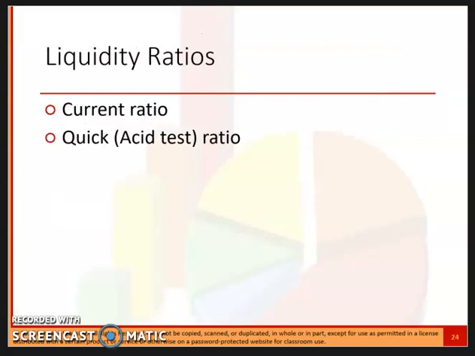Liquidity ratios. We have two. The first one is the current ratio, and we'll talk about that in a minute. And then the quick or acid test ratio. We'll talk about the difference between these two liquidity ratios. So again, we're asking a question: how is this firm going to be able to meet its current obligations? Can it pay its debts, and so forth?